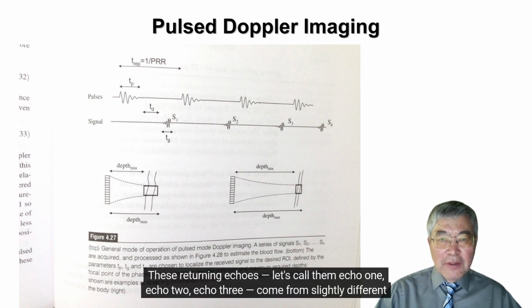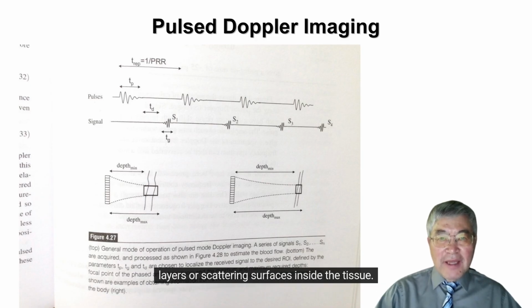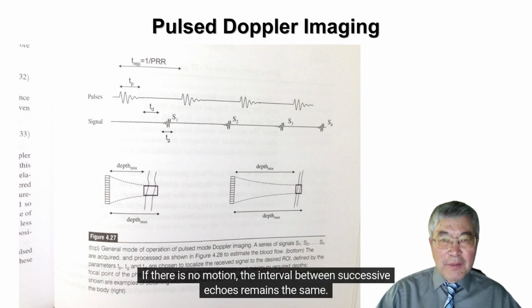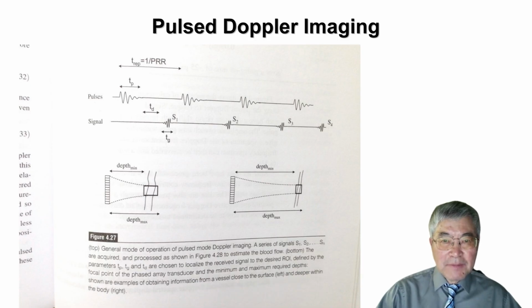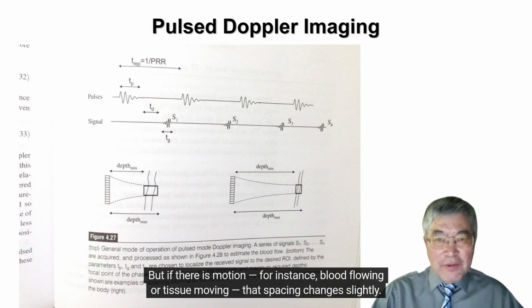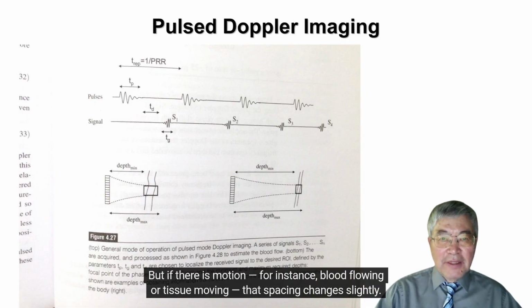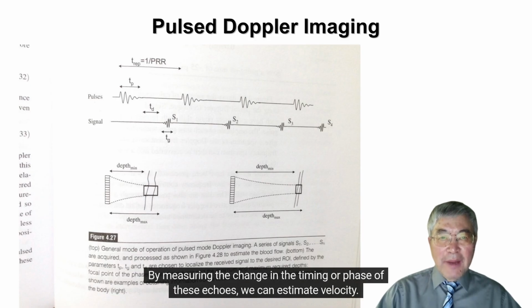These returning echoes, let's call them echo 1, echo 2, echo 3, come from slightly different layers or scattering surfaces inside the tissue. If there is no motion, the interval between successive echoes remains the same. But if there is motion, for instance blood flowing or tissue moving, that spacing changes slightly. By measuring the change in the timing or phase of these echoes, we can estimate velocity.